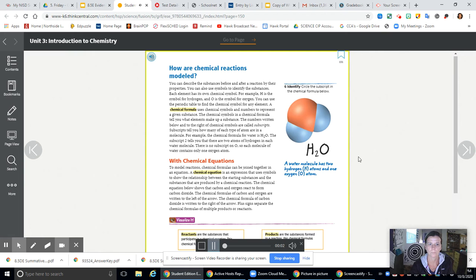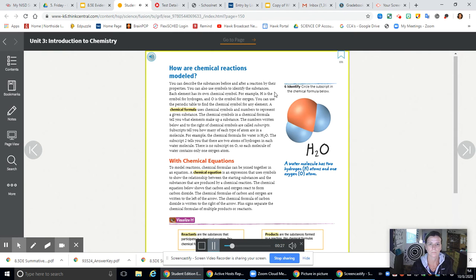How are chemical reactions modeled? You can describe the substances before and after a reaction by their properties. You can also use symbols to identify the substances. Each element has its own chemical symbol. For example, H is the symbol for hydrogen and O is the symbol for oxygen. You can use the periodic table to find the chemical symbol for any element.